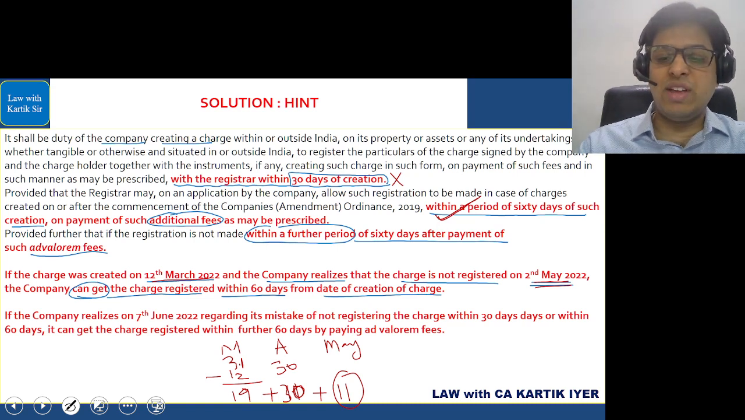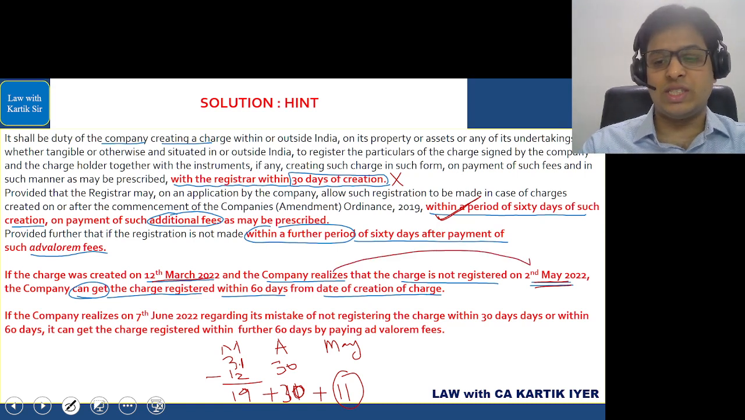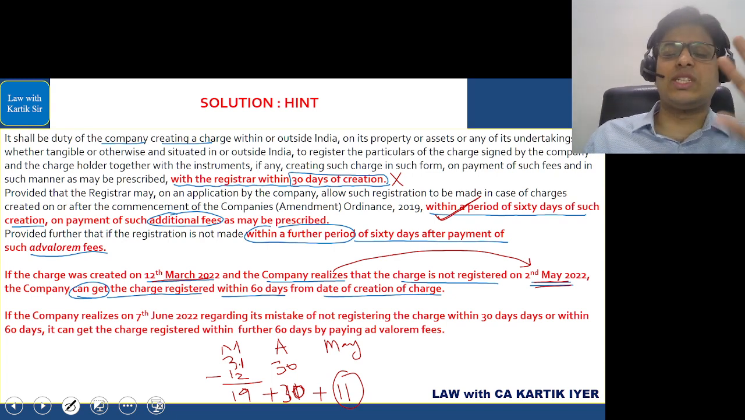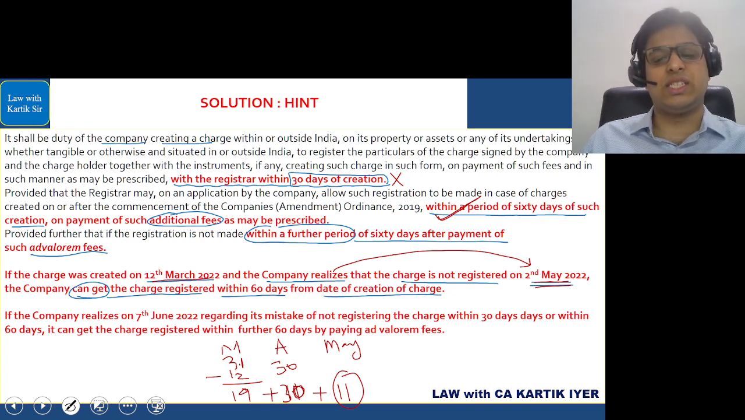But when did we realize that the charge is not registered on 2nd May. So 60 days are not over yet. So you can write in the exam by showing this calculation that the company should get the charge registered by May 11th, because that is the end of the 60th day and the company has to pay additional fees.